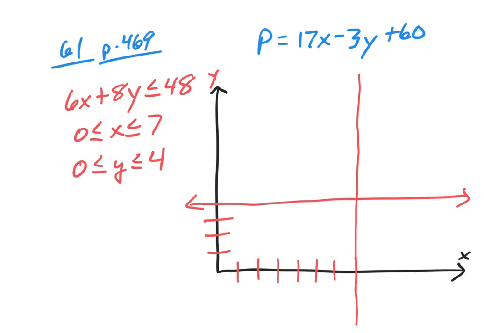Okay, on the standard form equation, once again, if you want to solve it for y, you can, especially if you want to put it into the calculator. But I think the cover-up method is the way to go on most of these. If I plug in 0 for x, 48 divided by 8 would be 6. If I plug in 0 for y, 48 divided by 6 would be 8.